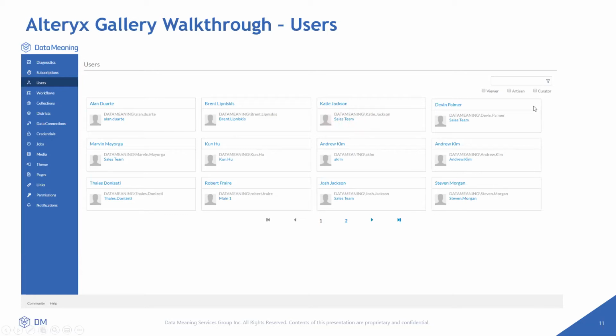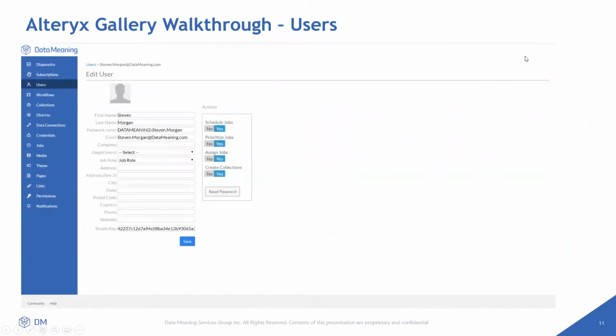So then you have the ability to always filter and search, just like you do in most of what's in the Alteryx side. You can also select this user and it will load up a page to give you some more granular information. So again, first name, last name, we've got our network, our domain connection here, an email, any other supplemental information, and we also have the private studio's key that they belong to.